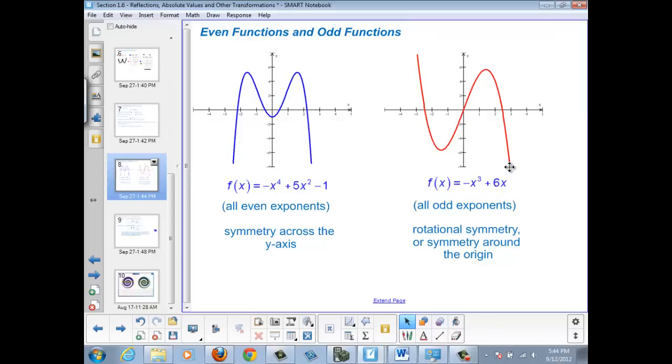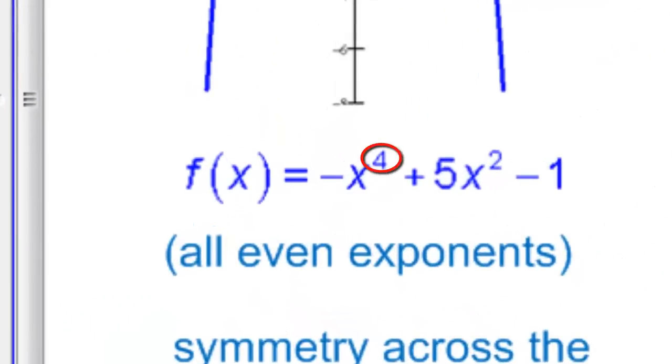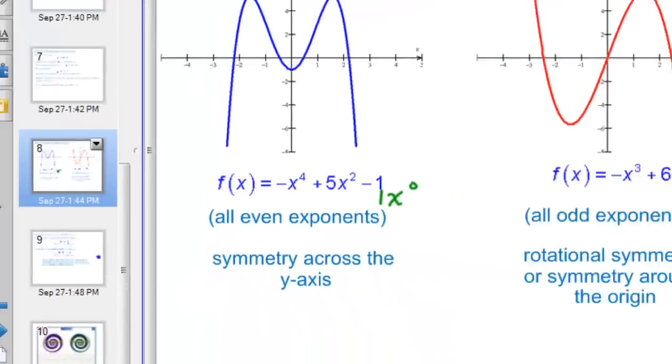To identify even functions, if a function is a polynomial, I can tell that we're dealing with an even function if all the exponents in my polynomial are even exponents. This is the case here because we can think of 1 as 1 times x to the 0, because x to the 0 is 1. And that gives me exponents of 4, 2, and 0, all even.